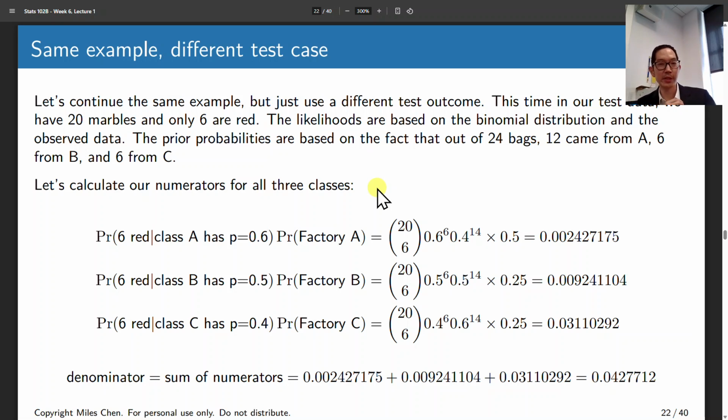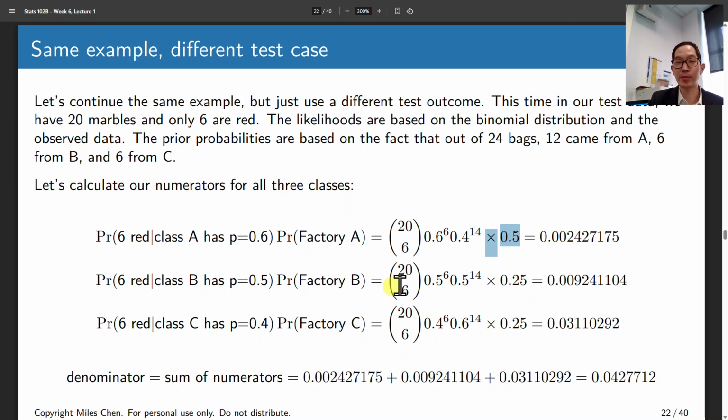What is the likelihood that it came from Factory A? We're going to ask, what's the probability of getting 6 red if it has a filling proportion of 60% red? We would do 20 choose 6, 0.6 to the 6, and 0.4 to the 14. So this is the likelihood. And then the prior probability for Factory A is 0.5.